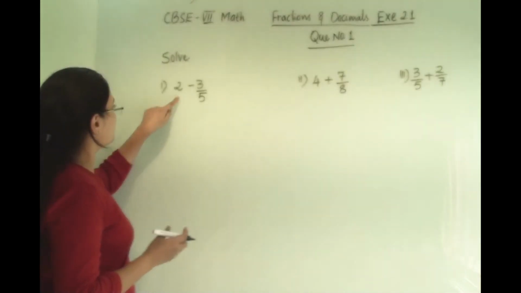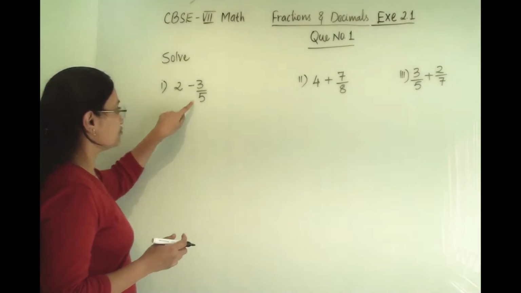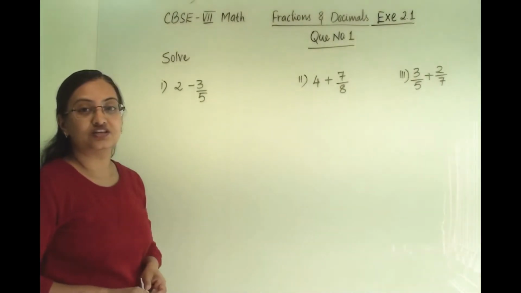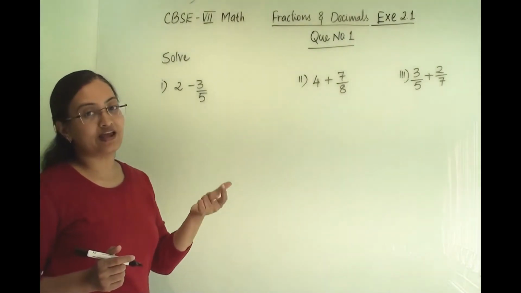This is exercise 2.1, question number 1. First is 2 minus 3 by 5. Here we have to do subtraction, and for that the first condition is that fractions should be like fractions.